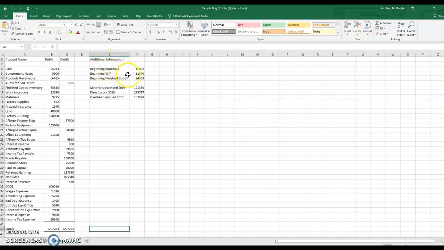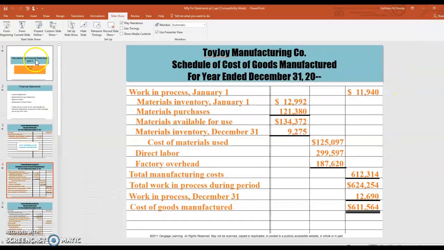Here's our beginning materials, beginning work in process, beginning finished goods, the materials that were purchased during the year, the direct labor for the year, and the overhead applied for the year. So this is where these numbers are coming from. If you have this printed out and sitting in front of you as we go through the slideshow, you'll be able to see where those numbers are coming from.